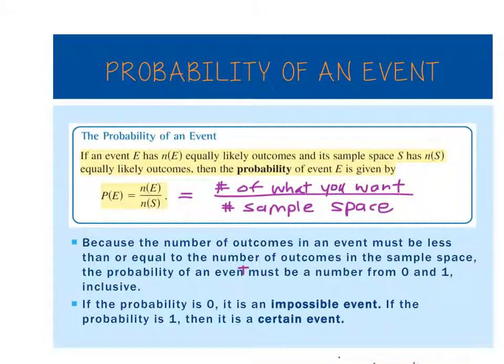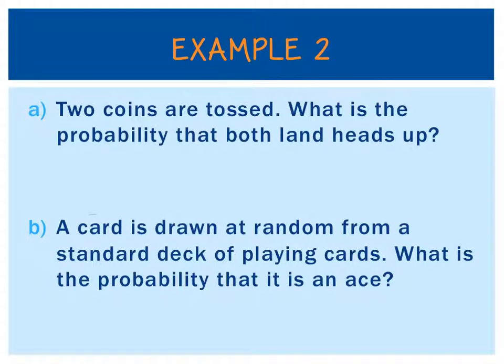Certain event. All right, 2 coins are tossed. What's the probability that both land heads up? So we already have this sample space. We had tails and tails, heads and heads, tails and heads, and heads and tails. So there were 4 options in my sample space. Out of these, how many of them would both land heads up? 1. So it's just 1 out of 4.